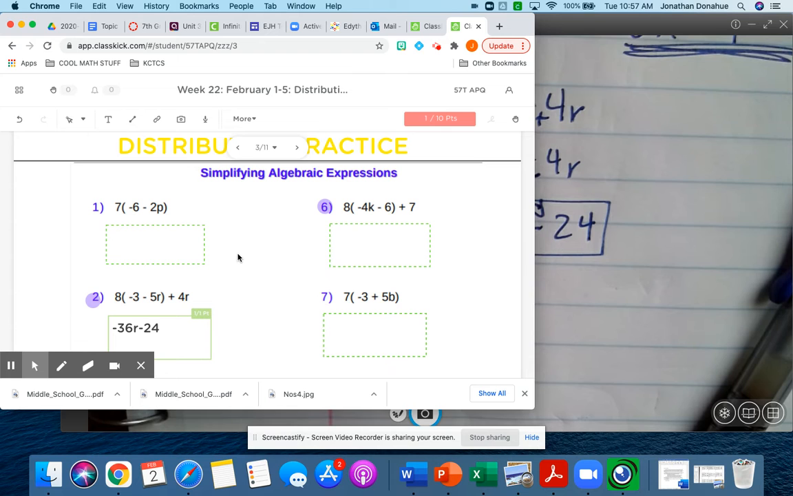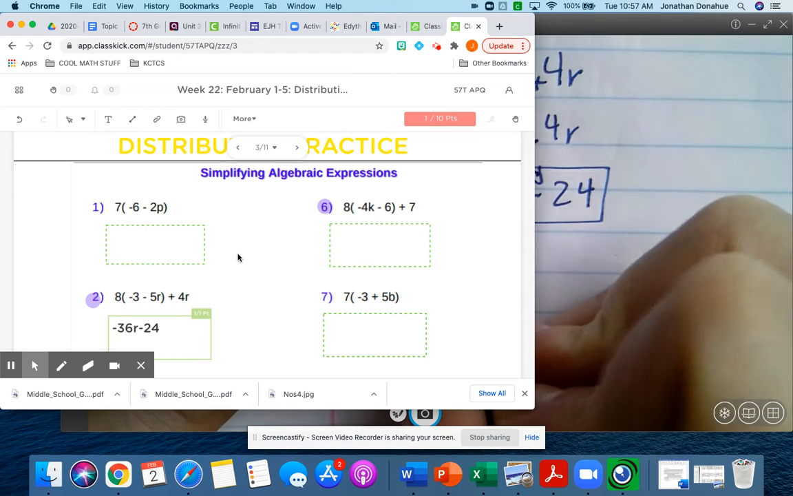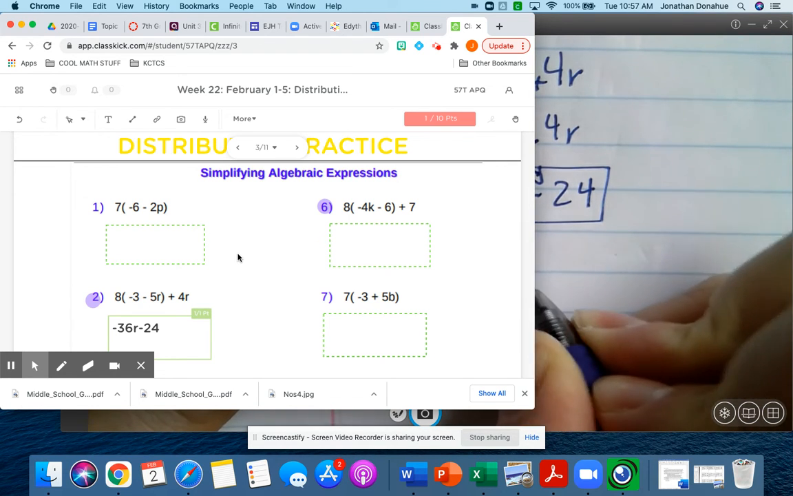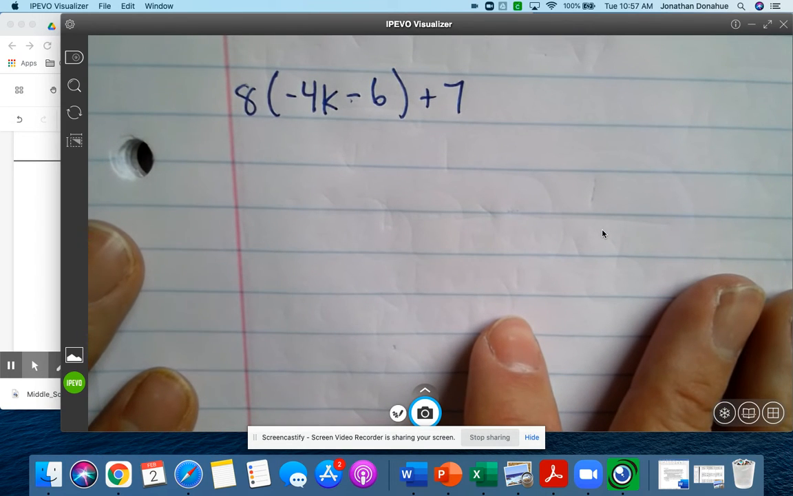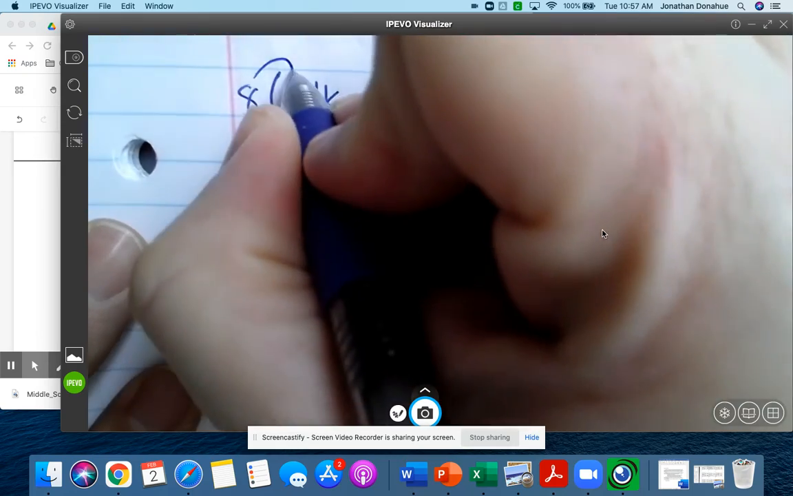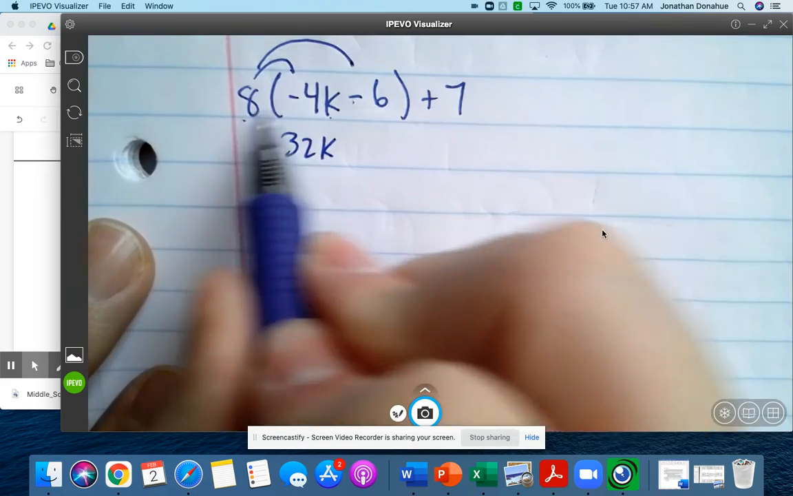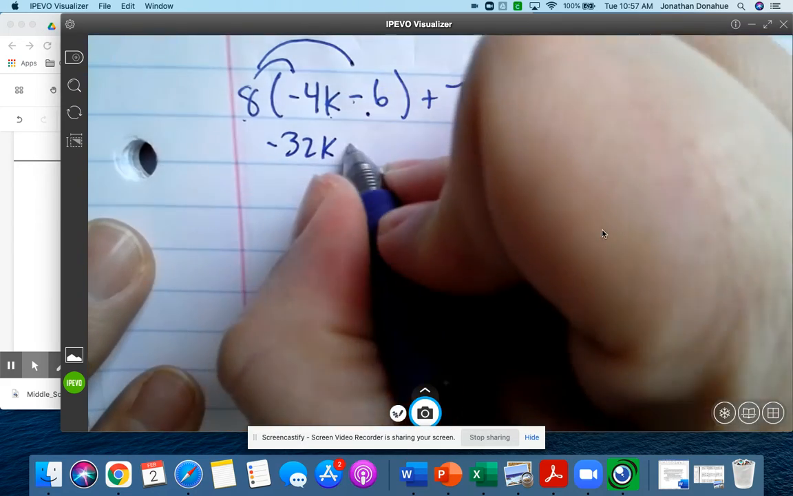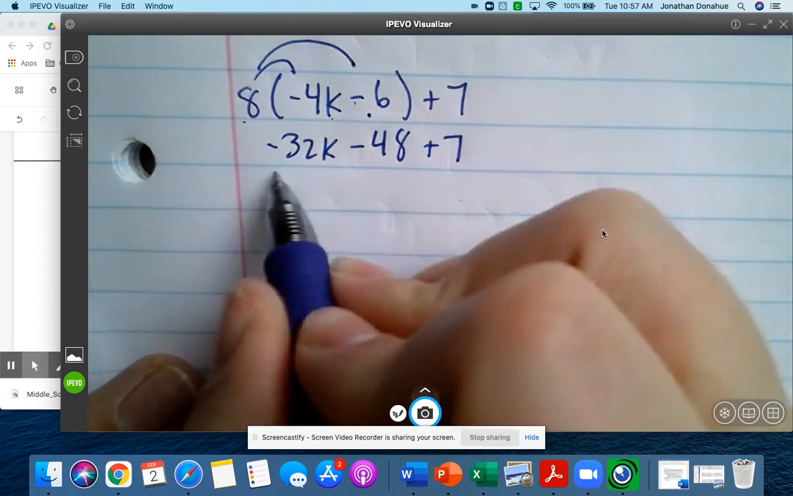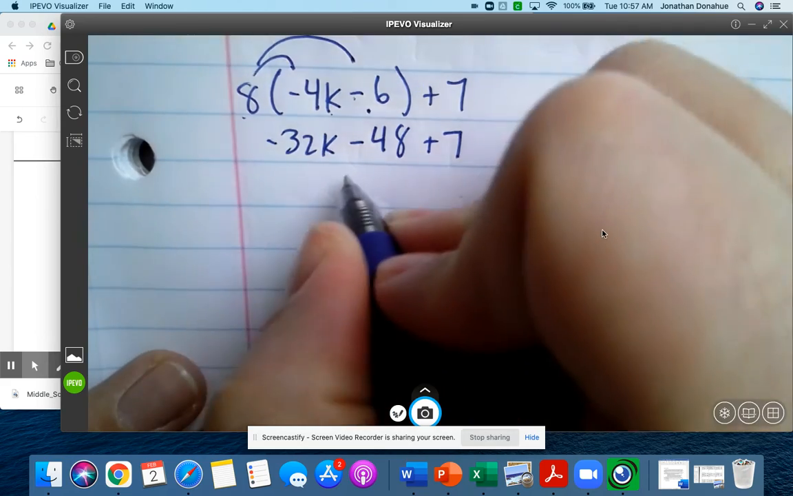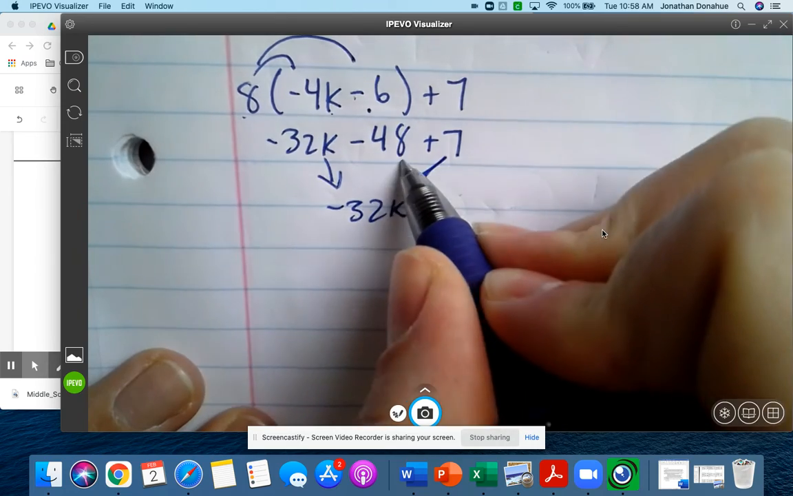Let's try number 6 here. Let me write it real quick, and then we'll jump onto it. 8 times negative 4k minus 6 in parentheses plus 7. All right. Again, if you need to use the pause button to catch up with me, that'd be a good strategy. Let's go ahead and distribute. That gets me 8 times negative 4, which is negative 32k. 8 times negative 6 would be negative 48. And then plus 7. Now, again, I like to keep my variables first. So I'm going to keep my negative 32k, and there's nothing that goes with it, so I'm just going to bring it down. So negative 32k, and then negative 48 plus 7.